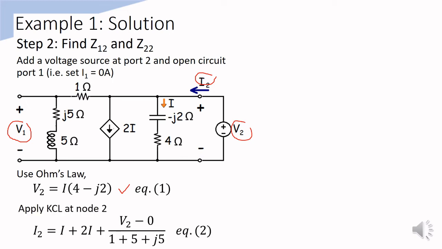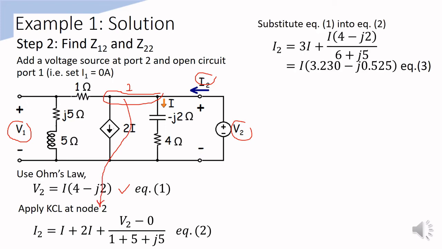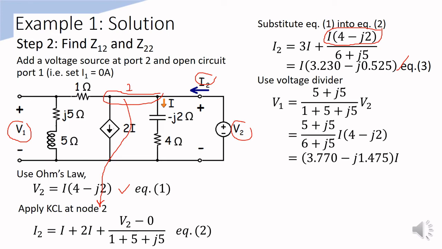Next, apply KCL at node 2, which is at this point. We obtain the expression of I2 in terms of V2 and current I. Substitute equation 1 into this to remove the V2 variable. Here, current I2 equals I multiply 3.23 minus j0.525 ampere. Then, use voltage divider to obtain voltage V1. Substitute equation 1 into this, we get the expression of voltage V1 in terms of current I. That is V1 equals I multiply 3.77 minus j1.475 volt.